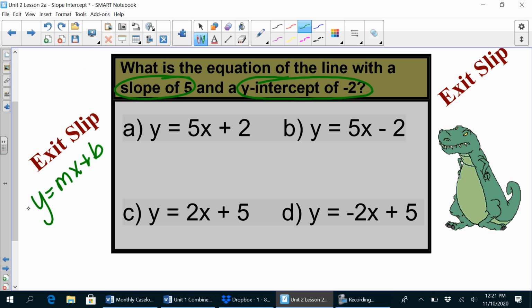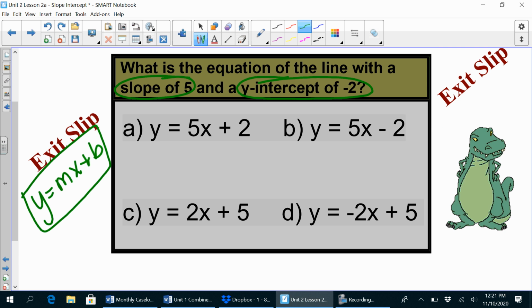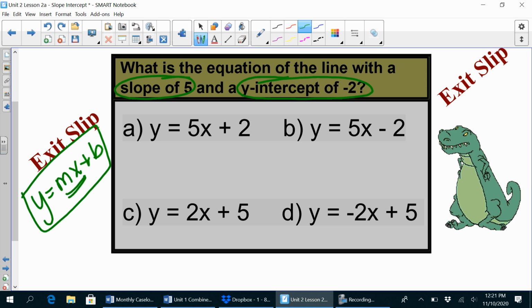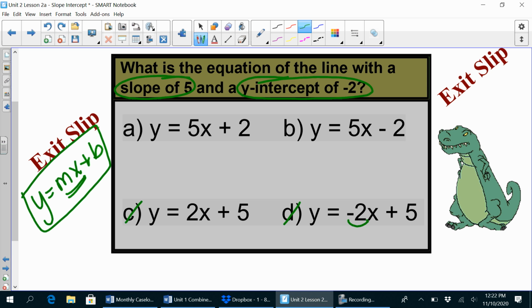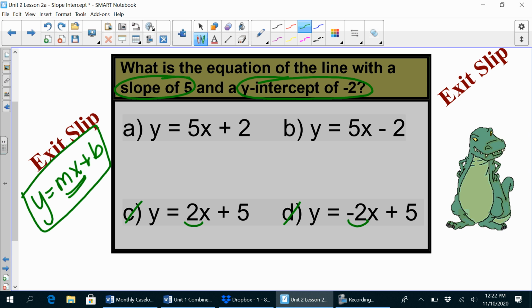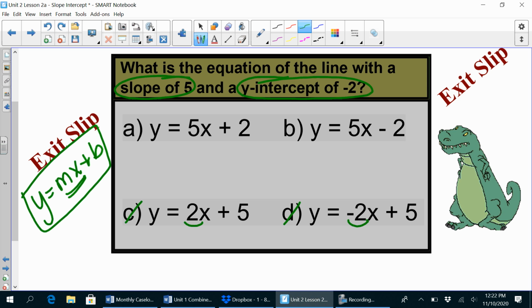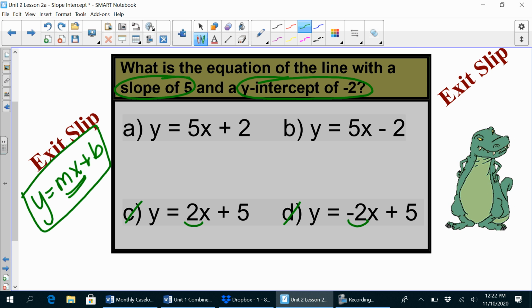If I refer to y equals mx plus b that I have on the side, I know that the slope is always going to be the number that's in front of the x. They told us that it has to be a 5. So immediately, I'm eliminating answer choices C and D. D has a slope of -2, and C has a slope of 2. So that can't be my answer. So now we have a 50-50 chance of getting this question correct. A and B both have slopes of 5, but the y-intercept, the number by itself, has to be -2. So therefore, your answer is going to be B.